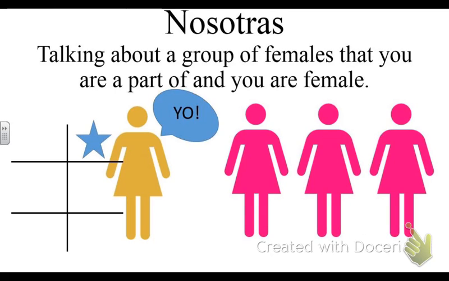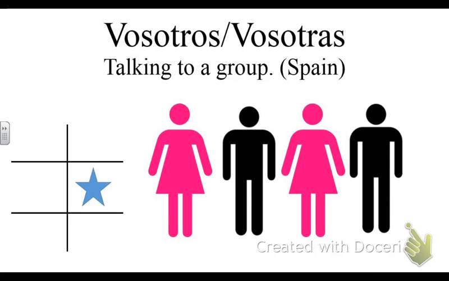Nosotras, if you are a female and you are part of a group of females, then you will use nosotras. Boys, you probably really won't use nosotras very much. Nosotras means we. Vosotros and vosotras, it means you all in Spain. Sometimes I say it as y'all, talking to a group. So you'd say it as if you were talking to this group. Vosotros, vosotras.